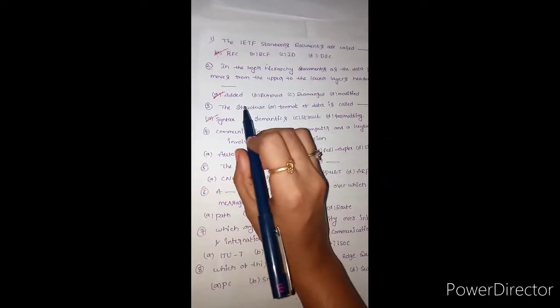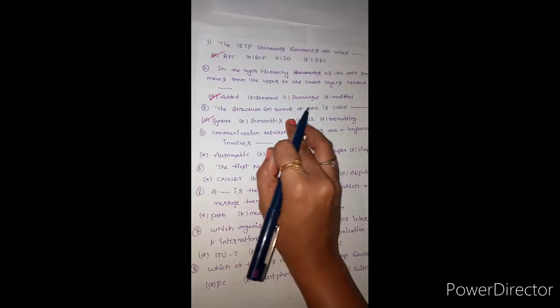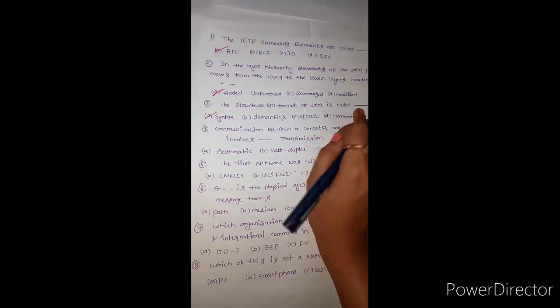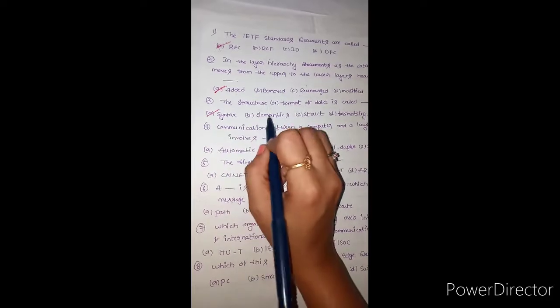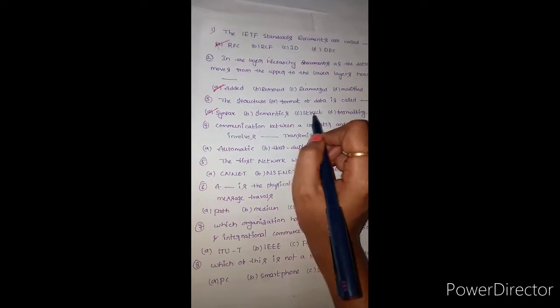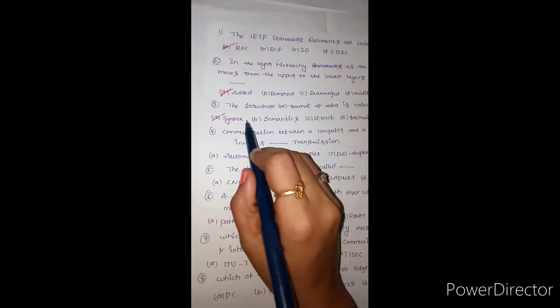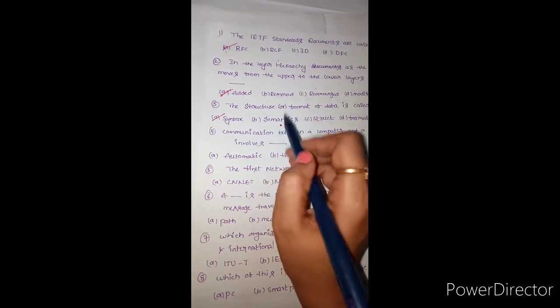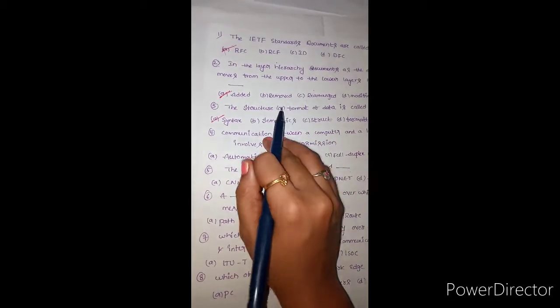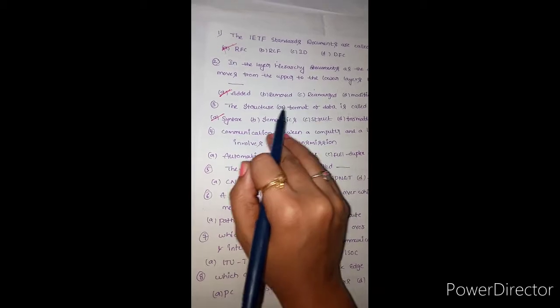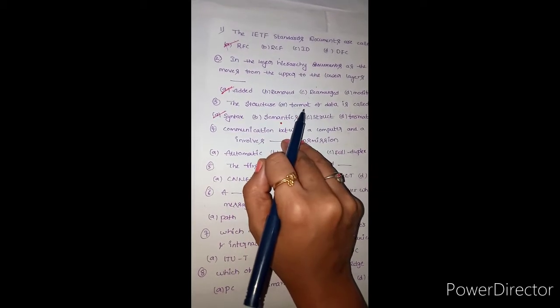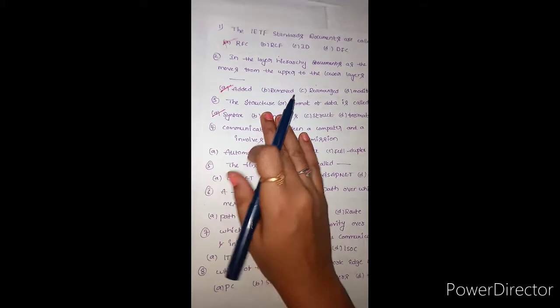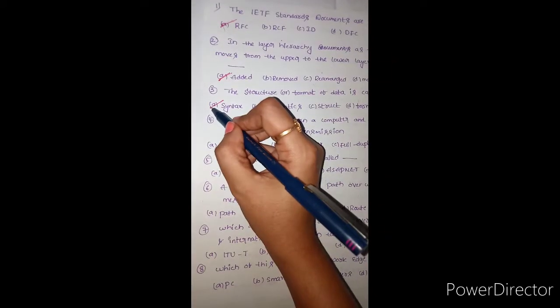Third one, the structure or format of a data is called a dash. Option A syntax, option B semantics, option C struct, option D formatting. The structure and format of a data are defined using a syntax. As we know that in computer students, the programming languages like C, C++, Java, syntaxes of the instructions play a vital role in designing a programming language. So the option A is a correct answer, syntax.